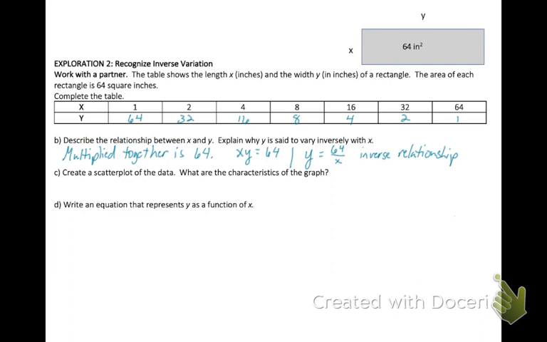of the graph. Alright, welcome back. You should have noticed that those points are creating a curve that decreases and approaches the x and the y axes, but does not touch either one of those.